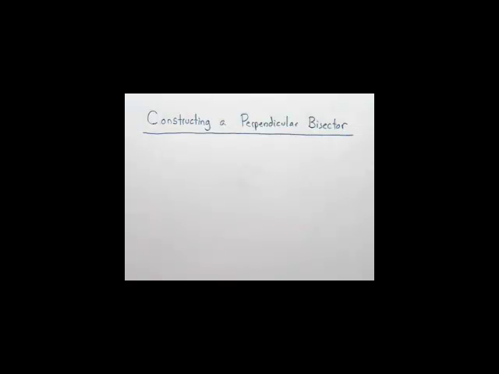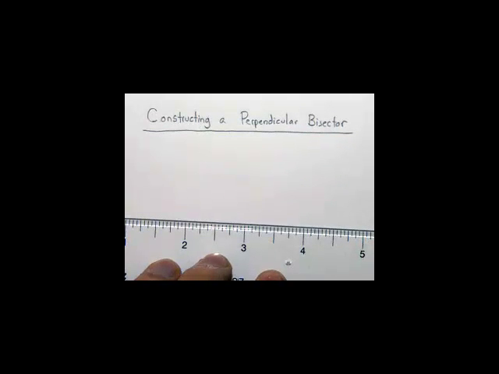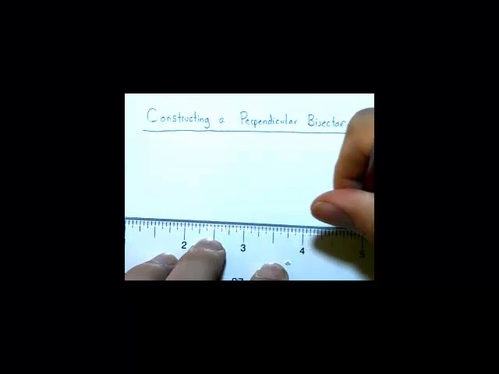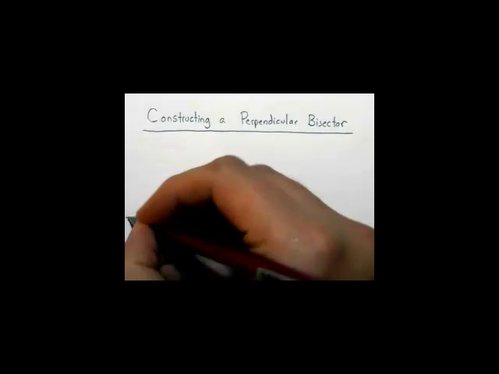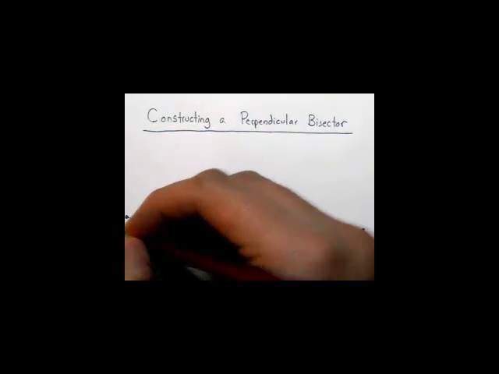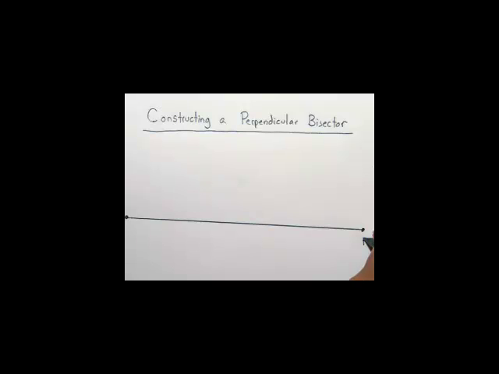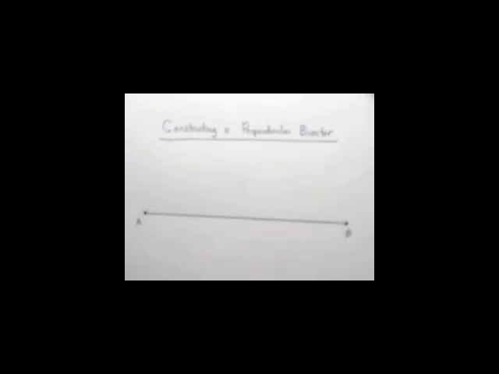Alright, this is a video to help you with constructing a perpendicular bisector. First thing that you'll need to do is to create a segment of a certain length, put endpoints on it, call those A and B. Alright, and the construction's pretty straightforward from here. Let me back that up so you can see it.